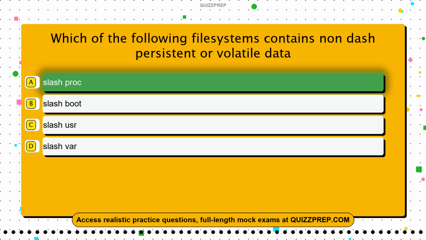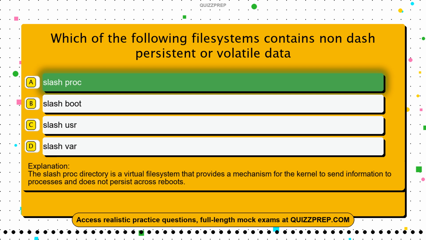The correct answer is option A, /proc. The /proc directory is a virtual file system that provides a mechanism for the kernel to send information to processes and does not persist across reboots.